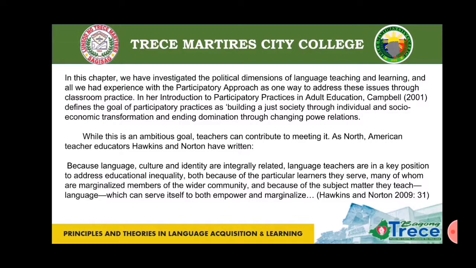As North American teacher educators Hawkins and Norton have written, because language, culture, and identity are integrally related, language teachers are in a key position to address educational inequality, both because of the particular learners they serve, many of whom are marginalized members of the wider community, and because of the subject matter they teach, language, which can serve both to empower and marginalize. That is the writing of Hawkins and Norton, American teacher educators.